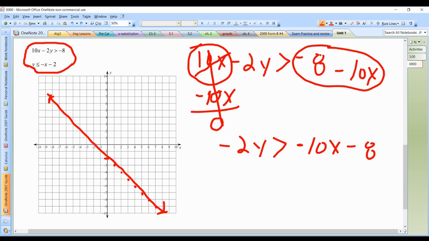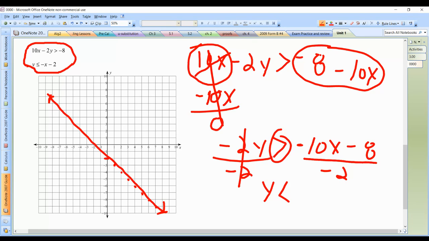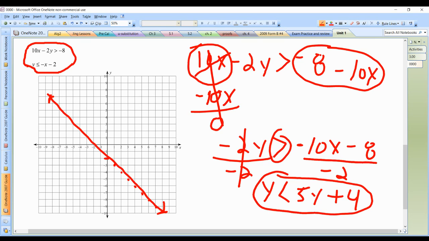I need to get y by itself, which means I need to divide away the minus 2 from everything. So this leaves me with y. And when I divide by a negative, the inequality sign reverses. And negative 10 divided by negative 2 is 5y. Negative 8 divided by negative 2 is plus 4. Okay, so this is what I'm going to graph.